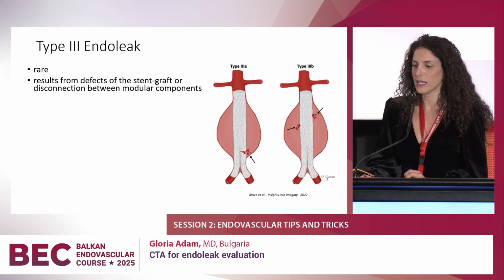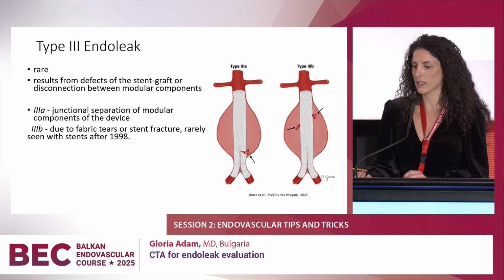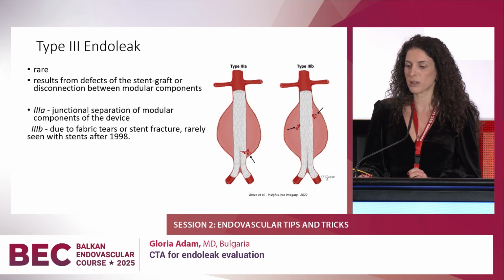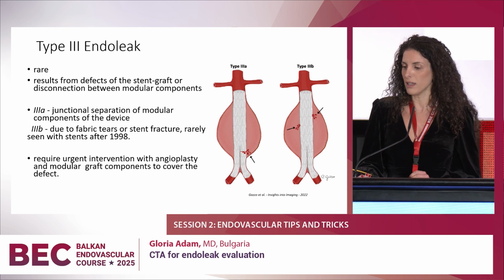Type 3 endoleak is rare. It results usually from defects in the stent graft or disconnection between the modular components. So it is divided in type A and type B.